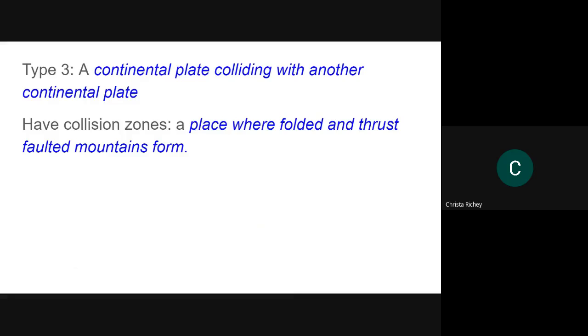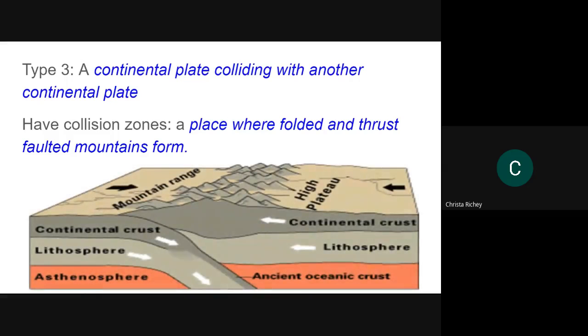Type 3, a continental plate hitting another continental plate. This is where we have mountains going up. You're still going to have one go underneath the other, but the one that's going underneath is going to push up. This is how the Rockies were formed. This is how the Himalayas were formed.